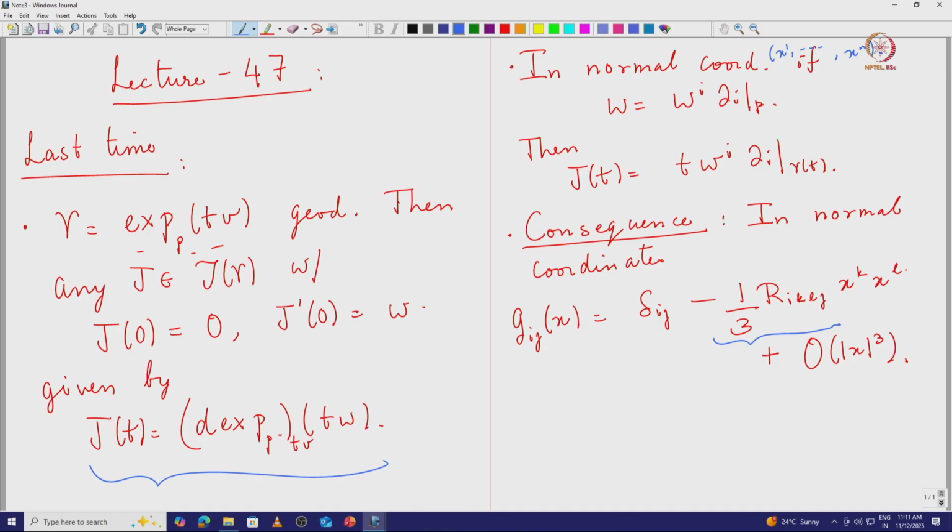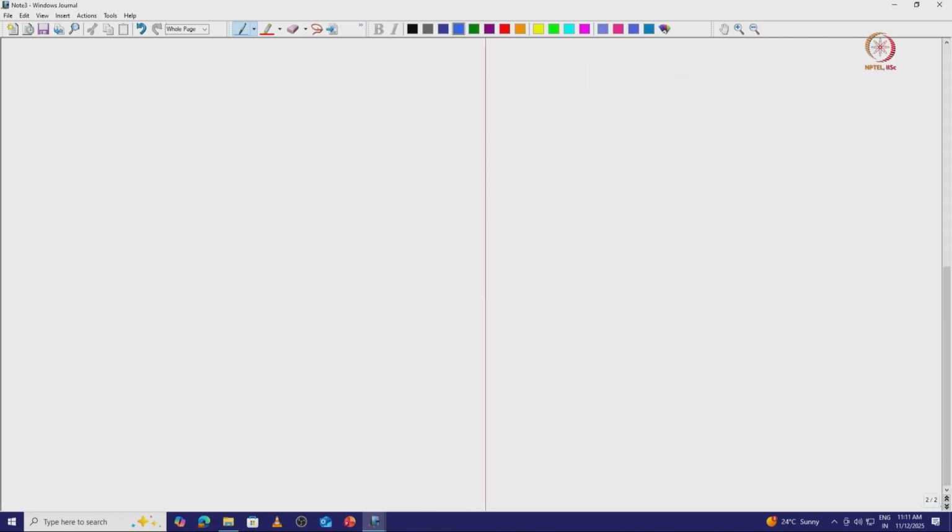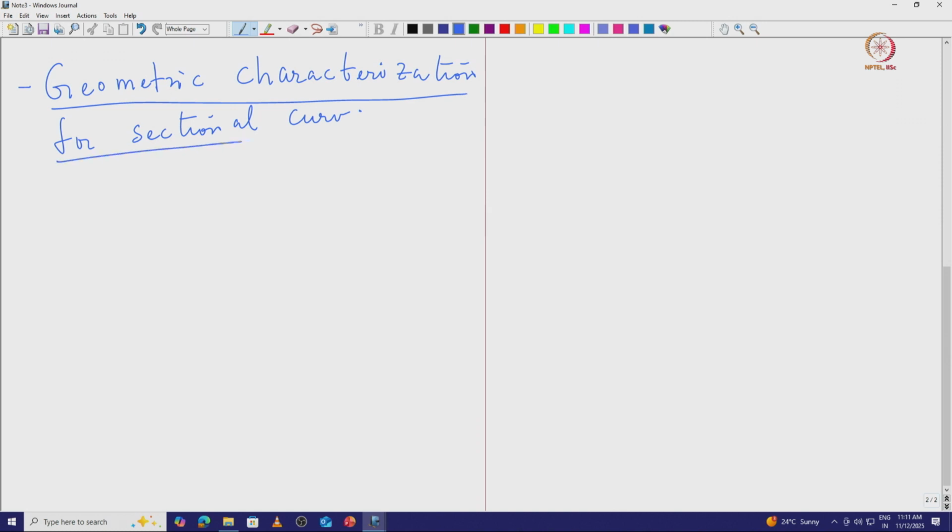Right, so today we are going to use this formula in this lecture to give geometric interpretations for the various curvature notions that we have introduced. So let us first start with sectional curvature. Okay, so here is the proposition.